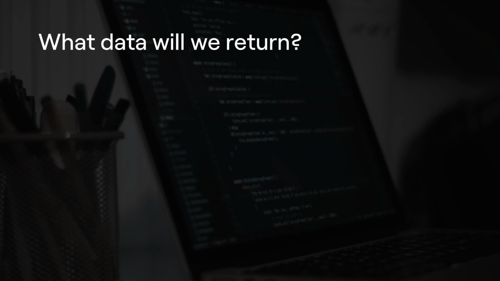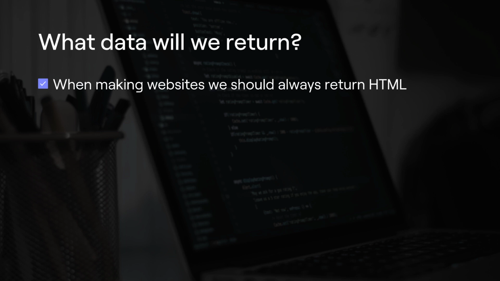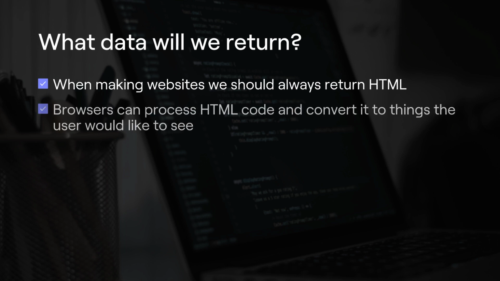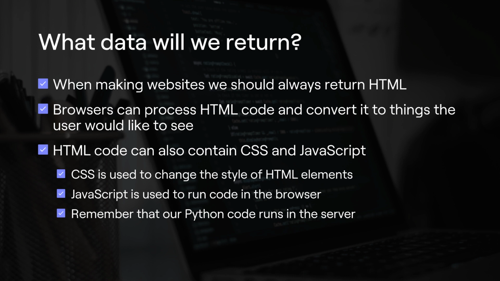So what data will we return? When we are making websites, we're always going to be returning HTML. So that's another language, and when a browser receives HTML, it can process it and it can convert it to things that users want to see, like boxes or text and so on. And the HTML code can also contain CSS and JavaScript. CSS is used to change the style of HTML elements. JavaScript is used to run code in the browser. So remember that our Python code, that is our Flask app, runs in the server's computer, and the JavaScript code, if we do use any, runs in the client, so in the browser. So that's just something to remember.